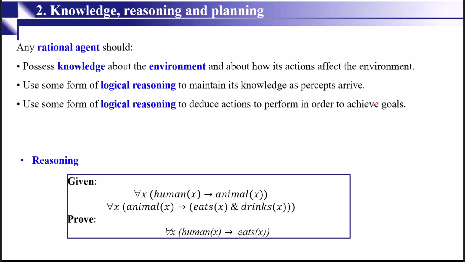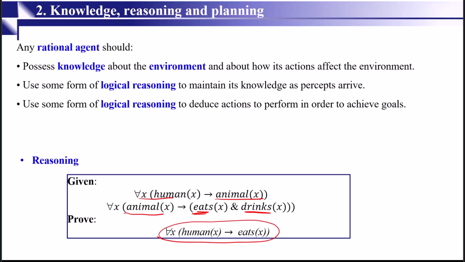So here, for example, you can see one example for reasoning. We say that all humans are animals, right? And animals normally eat and drink. Then how can you prove that a human eats and drinks? In here, we will proceed with logical deduction based on the given premises we have.